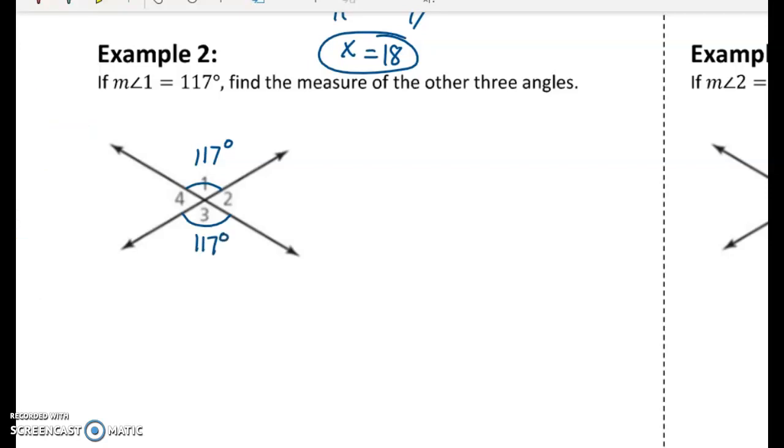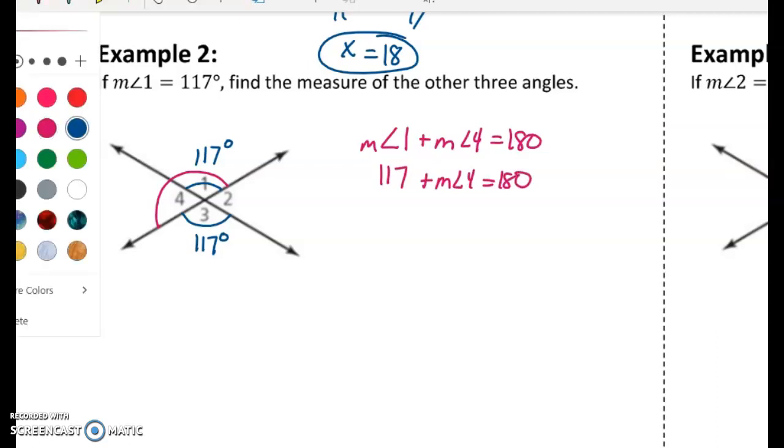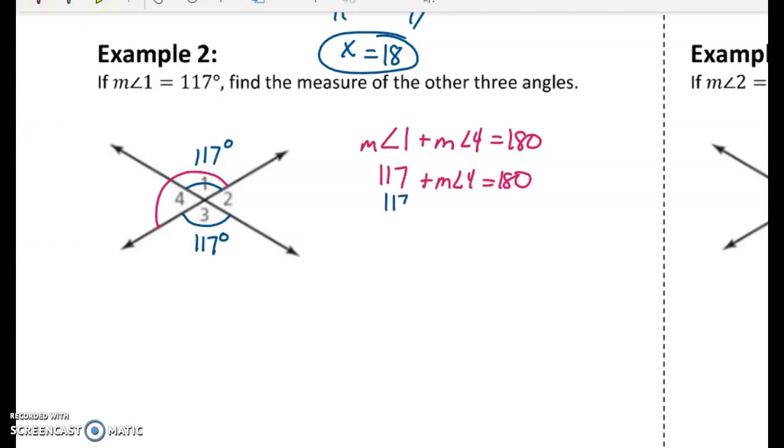Now, if you look at, for example, angle 1 and angle 4, they are a linear pair, so that means angle 1 plus angle 4 adds up to equal 180 degrees. Well, you know angle 1 is 117 degrees. So if you substitute that in, now you're going to solve for angle 4 and you're going to subtract. So you're going to subtract the 117 from both sides. So you have the measure of angle 4 equals 180 minus 117.